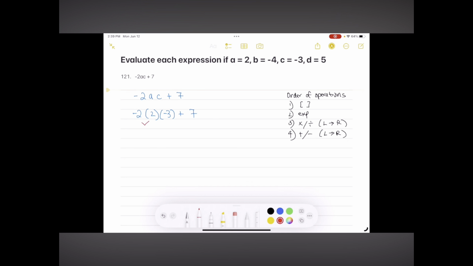And when we have multiplication and addition, we work the multiplications first from left to right. So it's negative 2 times 2, which equals negative 4. And now we have negative 4 times negative 3 plus 7. And we do the multiplication first. Negative 4 times negative 3 is a positive 12. Two negative numbers multiplied together is a positive number. So that's 12 plus 7, which equals 19, and you box your answer.